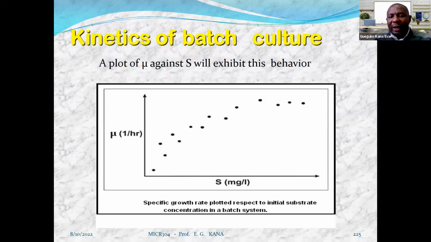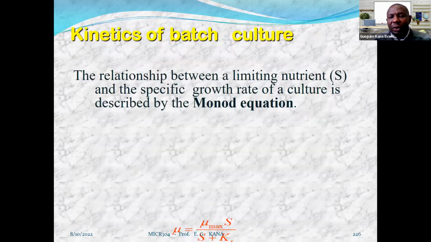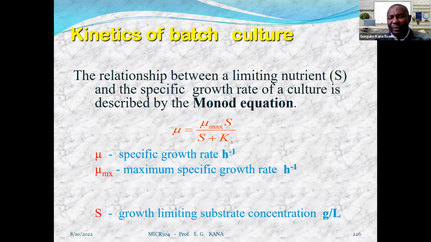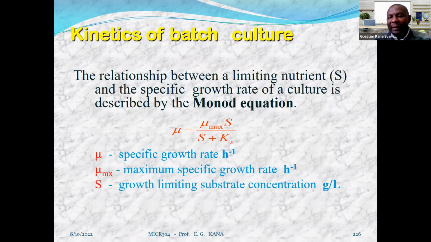Now, what you have here corresponds to the Monod equation, the equation that links the specific growth rate and the substrate concentration. I would like you to write it down, that the relationship between the limiting substrate concentration and the specific growth rate can be described by the Monod equation based on the experiment I've just given to you. Okay, write it down somewhere. It's in the slide material I've given to you as well.